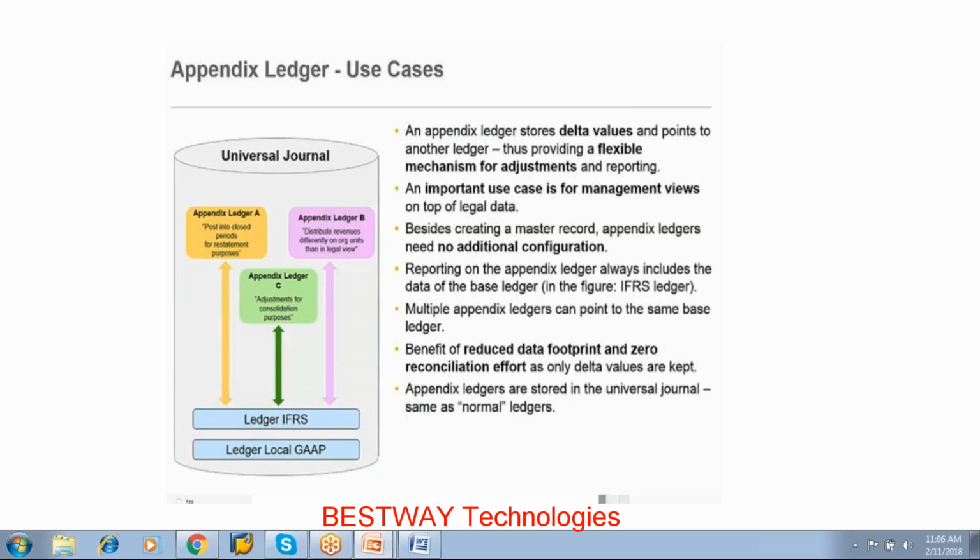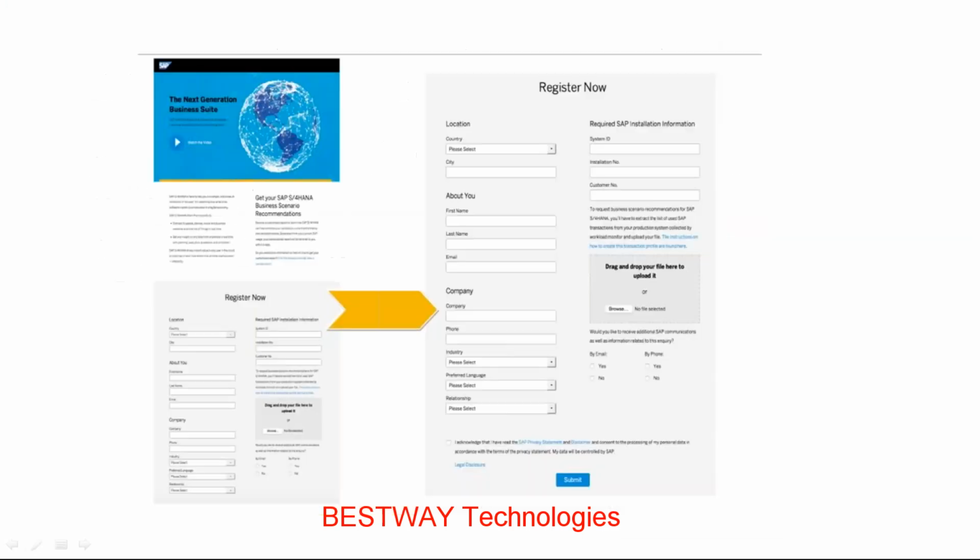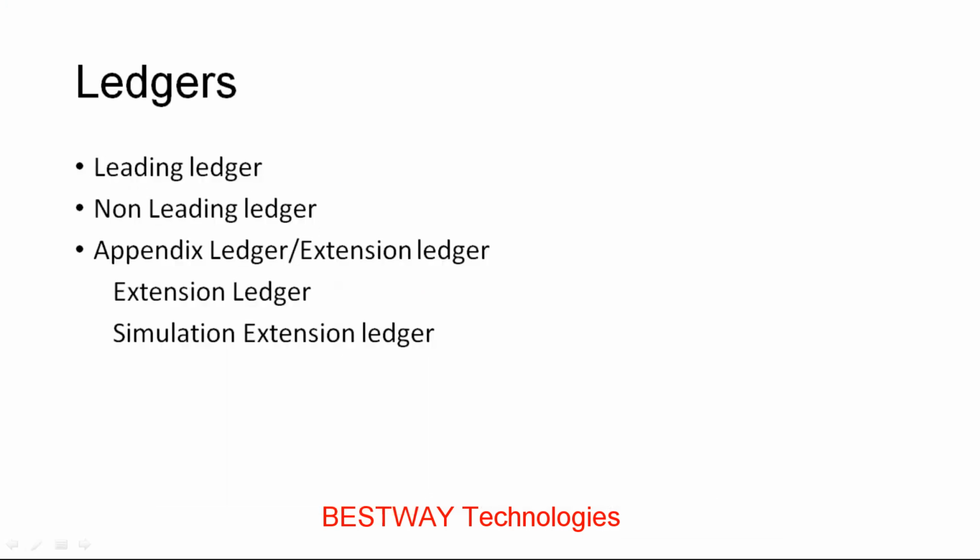This is the first functional FICO change which we are talking about. We are going to create the appendix ledger or extension ledger. We call it by the same name in the system. We are going to post a transaction and see the report, how it will work. Before we do that, we are understanding the theoretical concept of the extension ledger. There are two types: extension ledger and simulation extension ledger. I'm just talking now only about the extension ledger. I'm not talking about the simulation extension ledger. I'll come to that later.